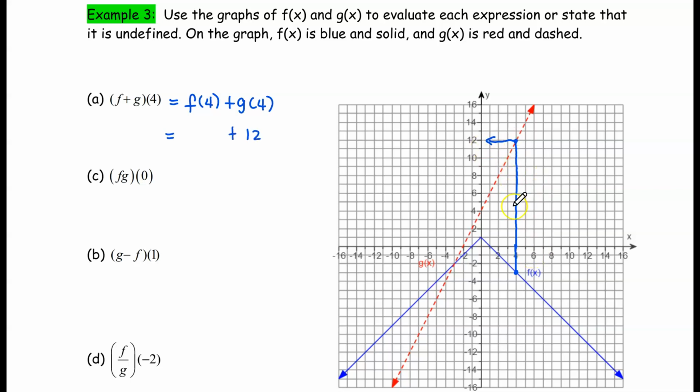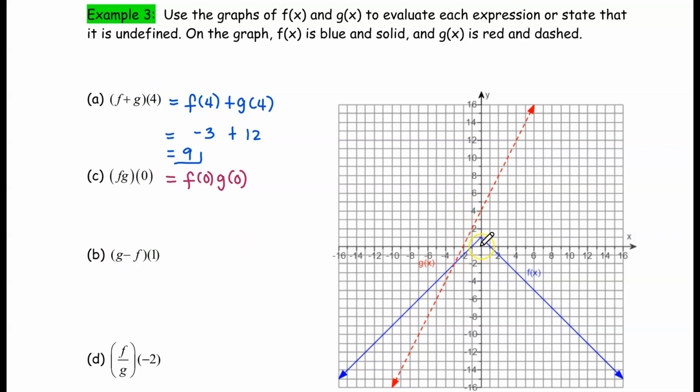Then your f at 4, this line also intersects at the blue curve. That's for your f of x. When x is equal to 4, the value here is -3. So -3 plus 12 is equal to 9. So f plus g of 4 is 9. Next, let's evaluate f times g at 0. Now f times g at 0 is equal to f at 0 times g at 0.